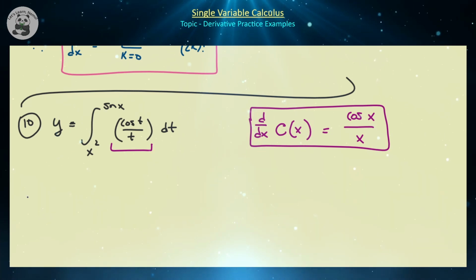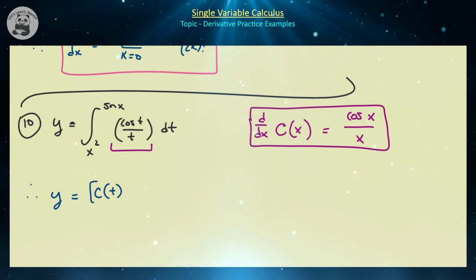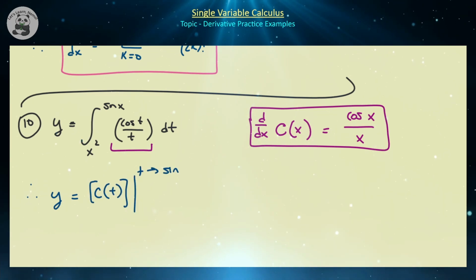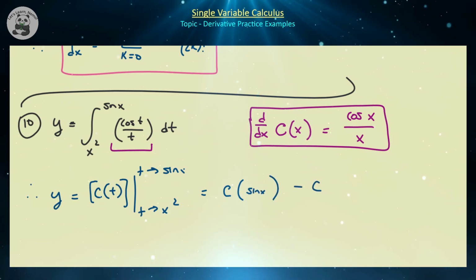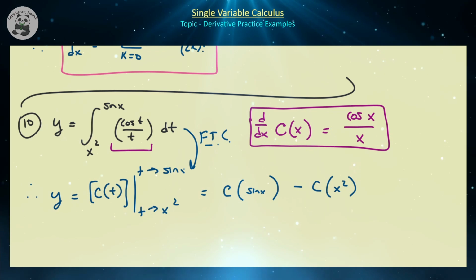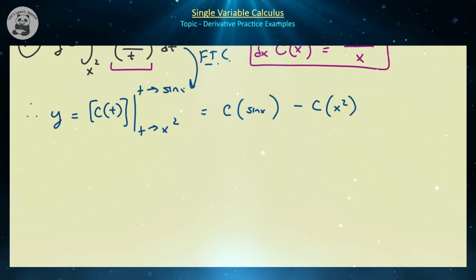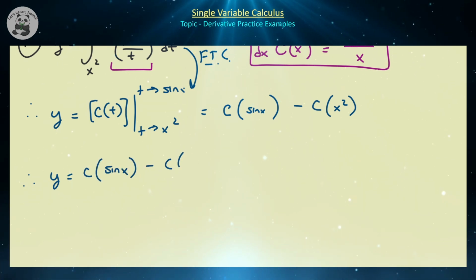Let's just give it that name, right? So if that is the case, that means y can be represented as the integral. Well, the integral of cosine t over t is just going to be equal to C of t, and then we need to evaluate this as t goes to sine of x, and as t goes to x squared, which means this is going to be equal to C of sine x minus C of x squared. And that's what we refer to as the fundamental theorem of calculus, this step here. Okay, now we have an alternative representation of y. So y is just going to be equal to C of sine x minus C of x squared.